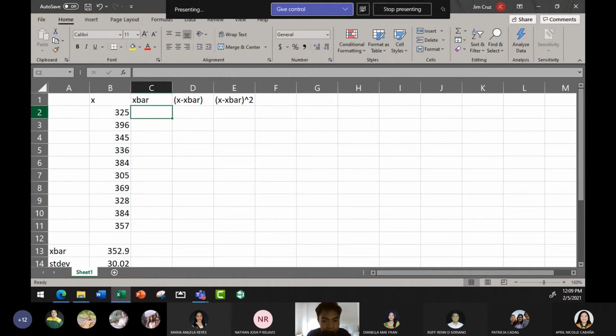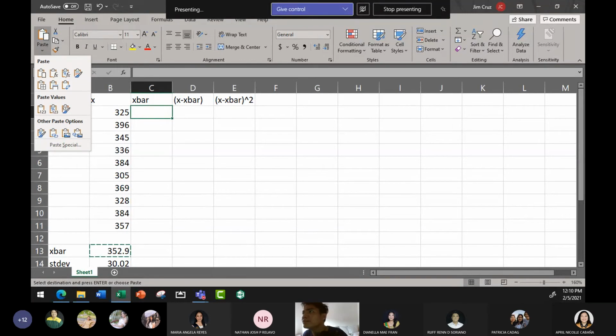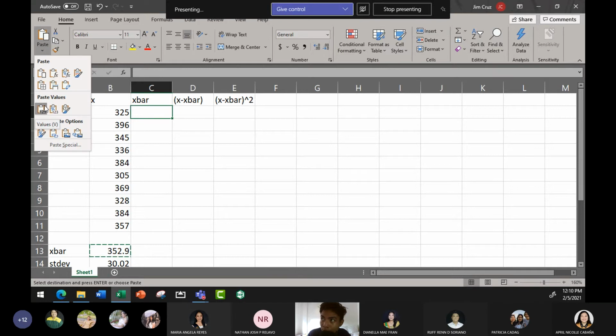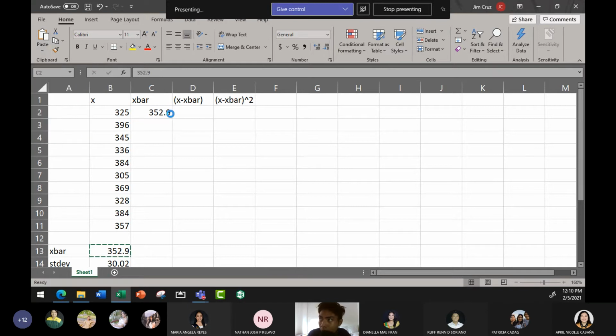Okay? So x bar, what is x bar? That's 359.2. So we can copy that. Okay, copy mo yan. Then paste mo siya as a number. Ayan. Click mo lang yung clipboard, then yung paste may drop down siya. You paste it as value lang. Para number lang yung mapupunta doon.